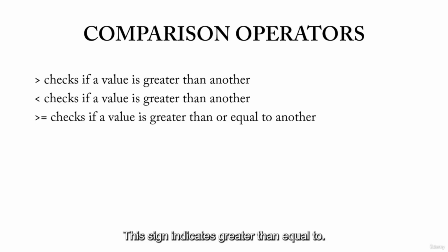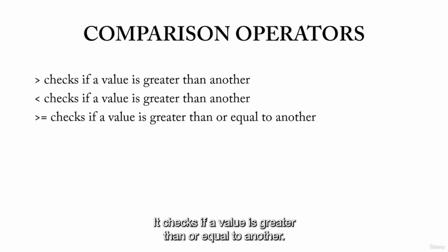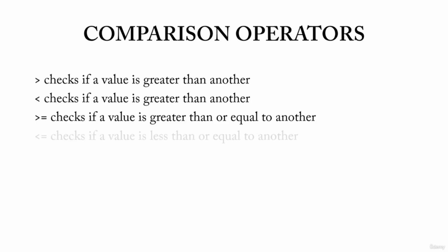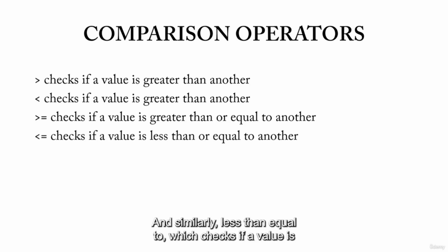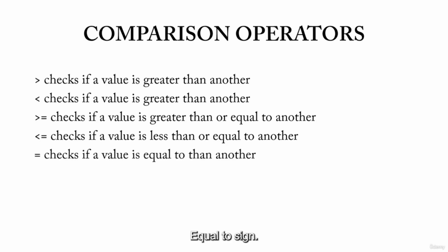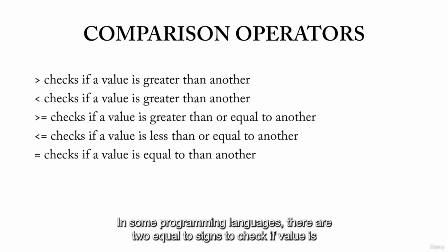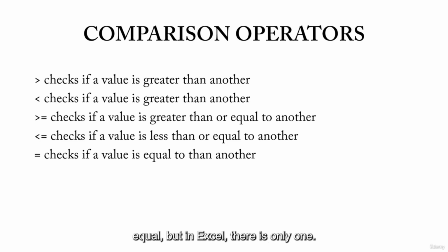This sign indicates greater than or equal to. It checks if a value is greater than or equal to another. And similarly, less than or equal to, which checks if a value is less than or equal to another. Equal to sign. In some programming languages, there are two equal to signs to check if a value is equal, but in Excel, there is only one.